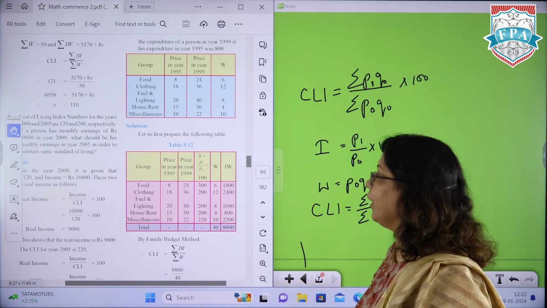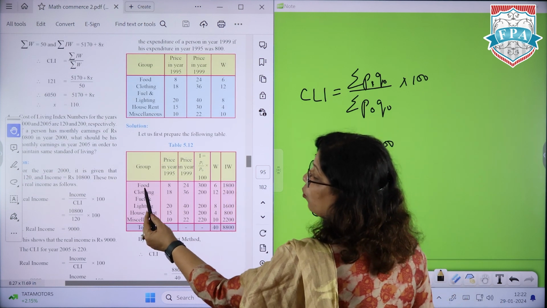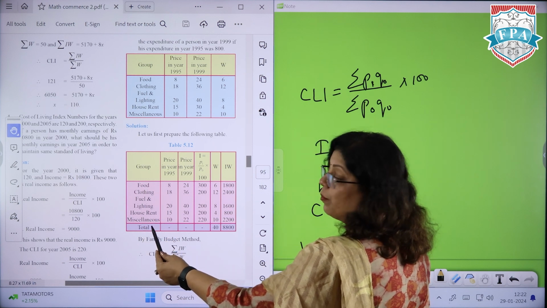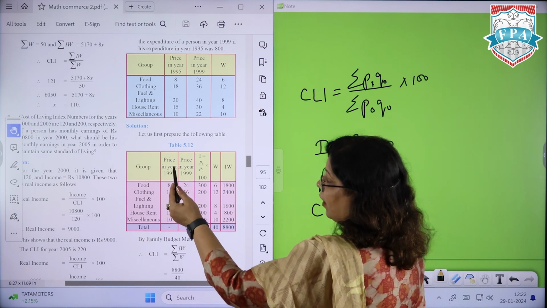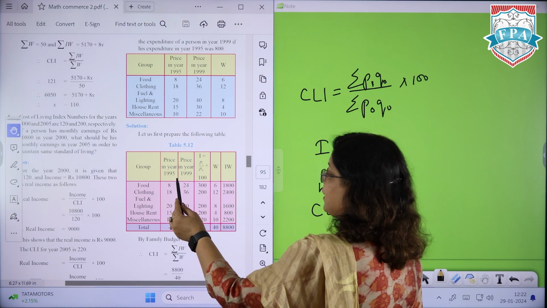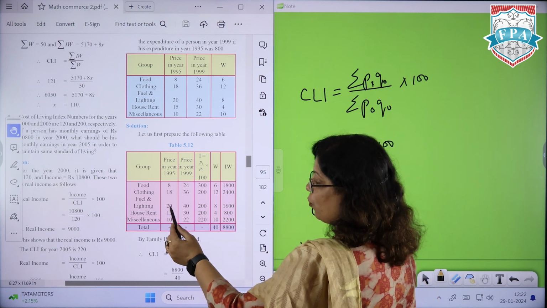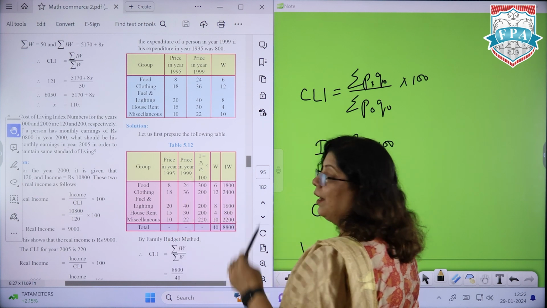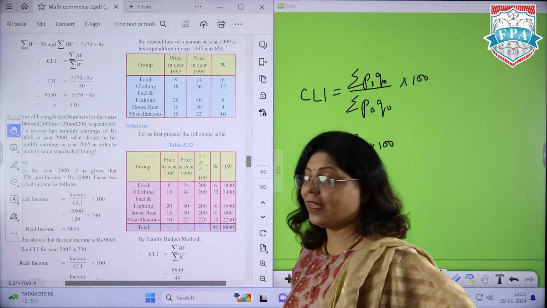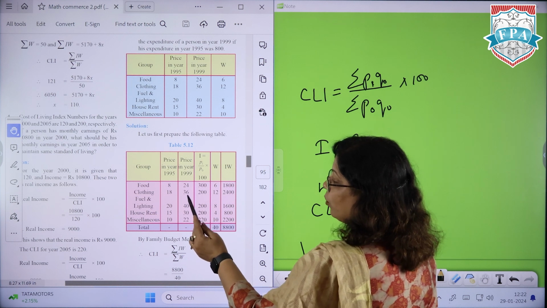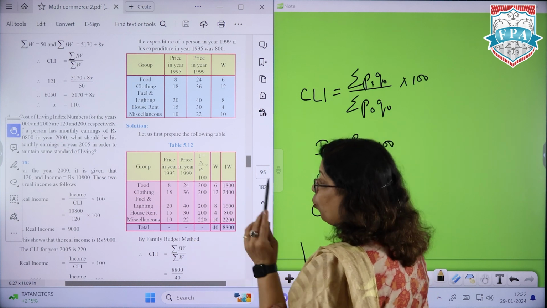Let's see one question over here. The groups are food, clothing, fuel and lighting, house rent, miscellaneous over here. The prices in the base year, which is 1995 was the base year in this question, are 8, 18, 20, 15 and 10. The current year is taken as 1999. So the prices are 24, 36, 40, 30 and 22.